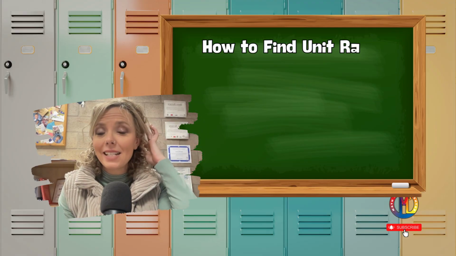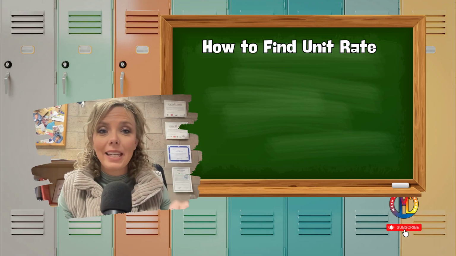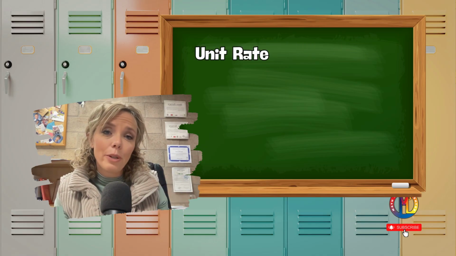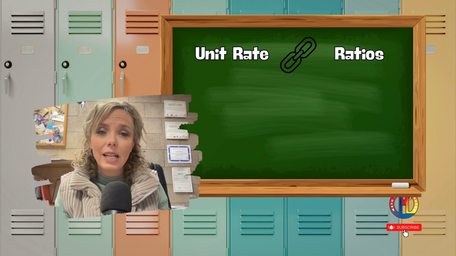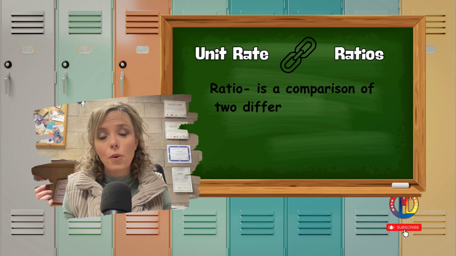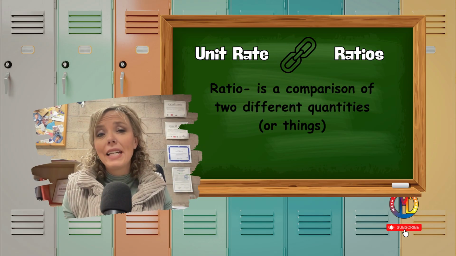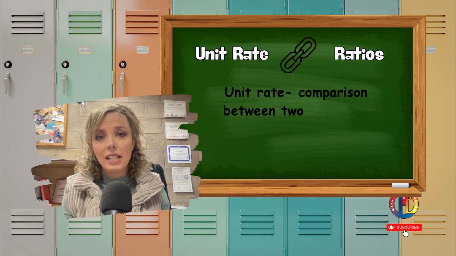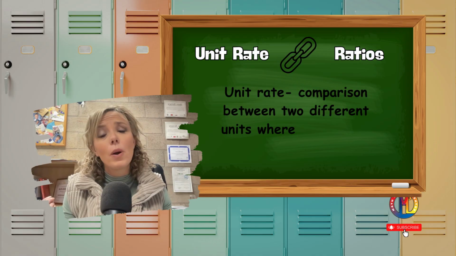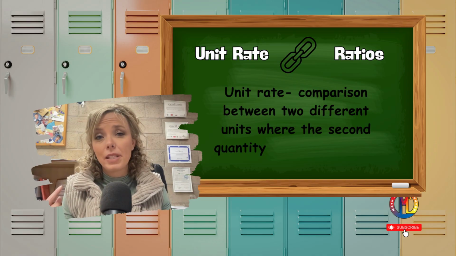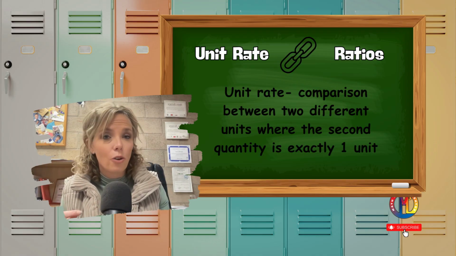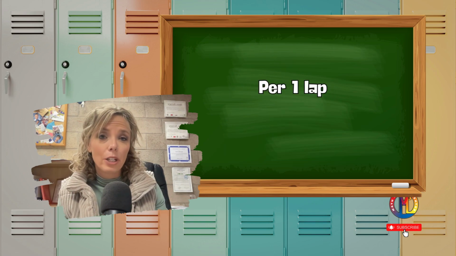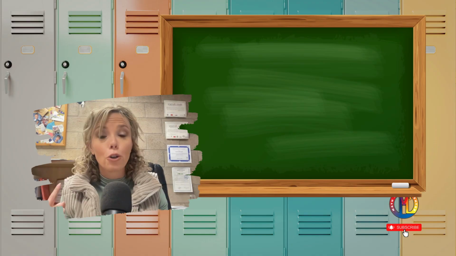The way we make sense of math as mathematicians is by making connections. And so with unit rate, we want to connect unit rate to what we know about ratios. A ratio is a comparison between two quantities or amounts. A unit rate is a ratio, but what makes it different than all of the other ratios is that unit rate is per one. We want one of those quantities to be specifically one amount, so 1 hour or one lap. We want to know what that comparison would be per one.